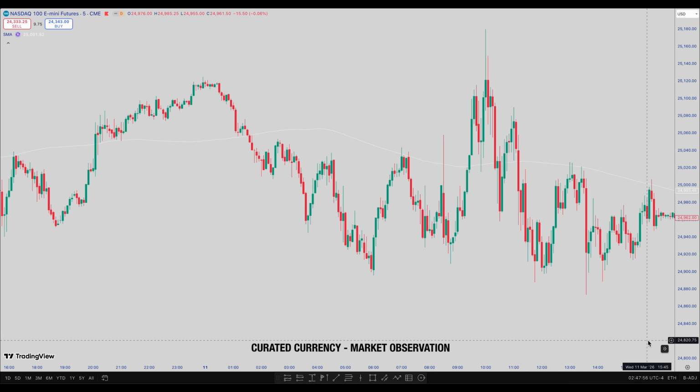This is Curated Currency. This is a NASDAQ market observation. This is not a signal. Today we're looking at NASDAQ on the 5-minute time frame.